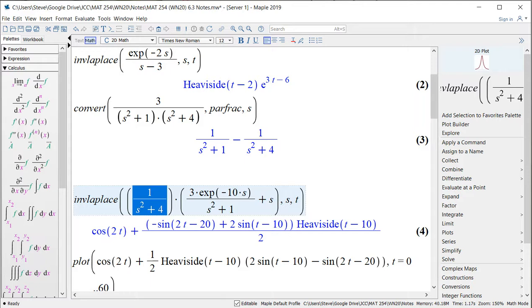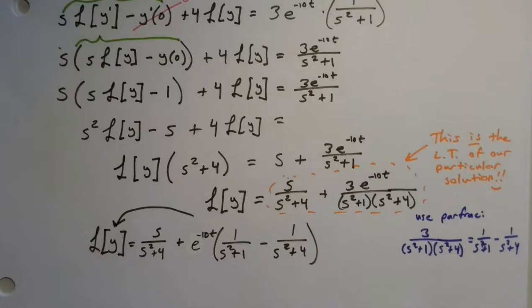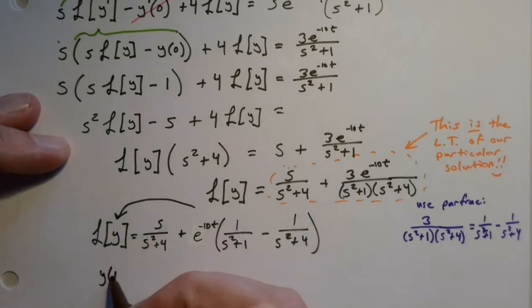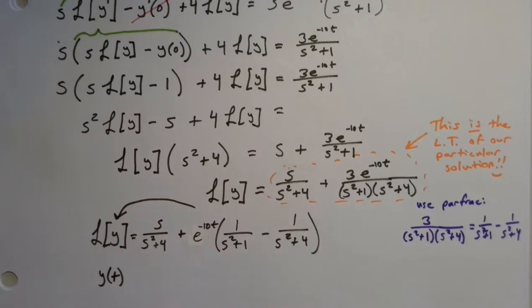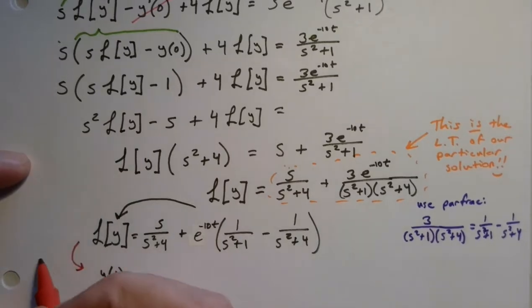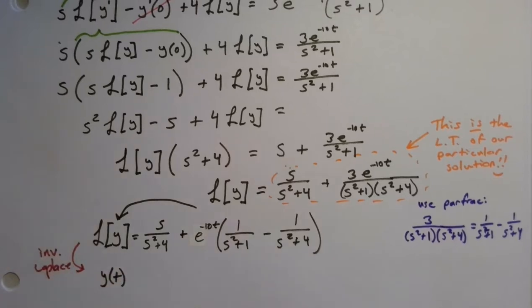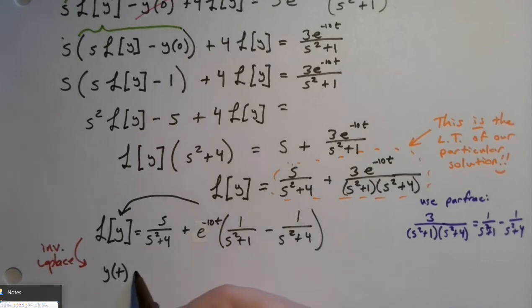So if we switch back over to our document, there we go. We find that applying the inverse Laplace to that takes us to an actual solution for the initial value problem, which is going to be from this guy right here. That's going to be our cosine of 2t. That's coming from here.